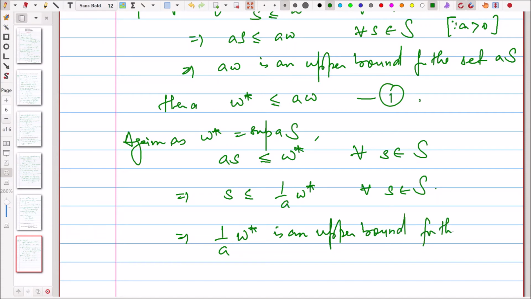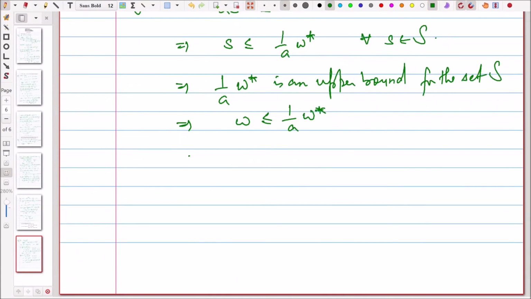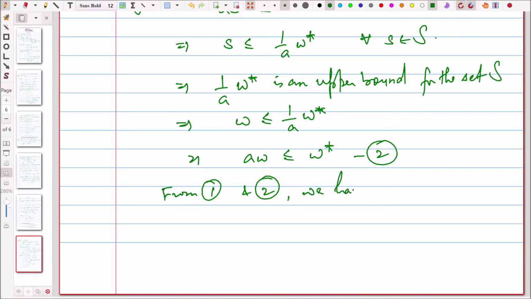for this set S. So for this set, 1 by a times w star is an upper bound, and this implies w is less than or equal to 1 by a times w star, and this implies aw is less than or equal to w star. So from 1 and 2 we have aw is equal to w star, that is a times supremum of S is equal to supremum of aS.